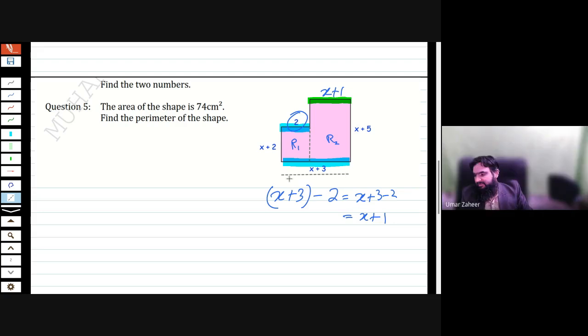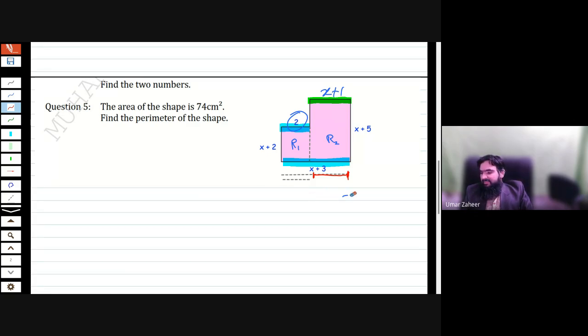x plus 3, and from x plus 3 you have to subtract this 2. So obviously, this is the only length that is going to be left. And how can you find it? Just subtract 2 from the whole length. Now, after finding it, it is going to be easier. We have the length and the width.